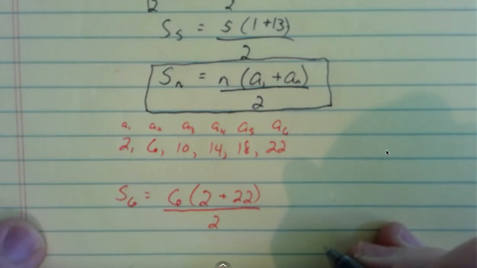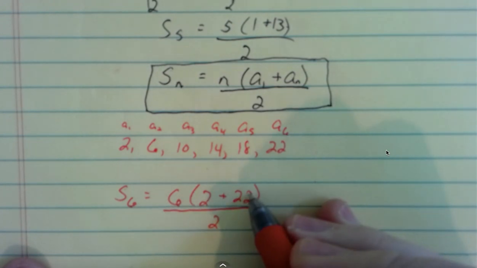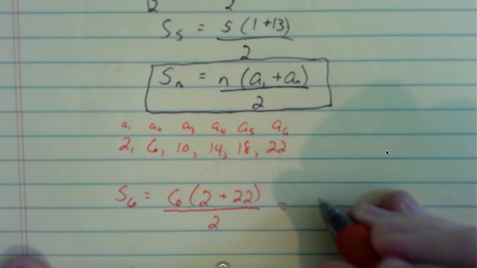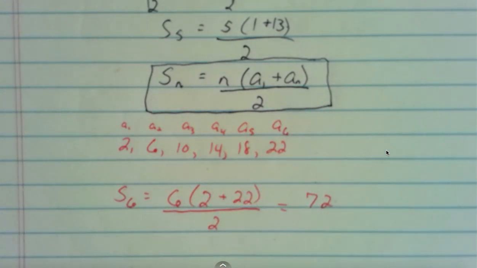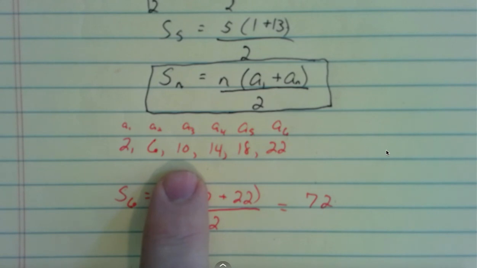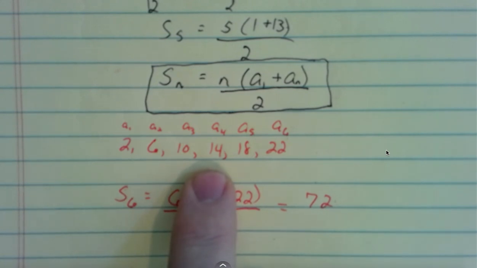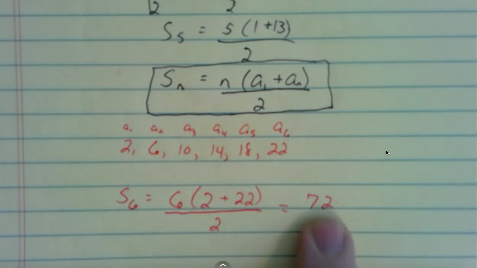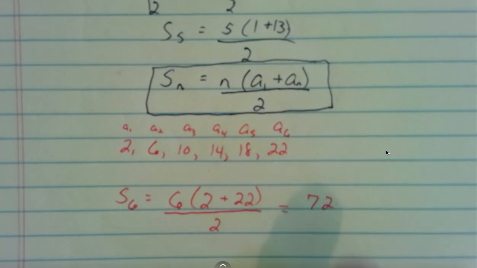And we can simplify this any number of ways. 2 plus 22 is 24. 24 divided by 2 is 12. 12 times 6 is 72. So I know that these numbers are all going to add up to 72. You can go ahead and check this. 2 plus 6 is 8. 8 and 10 is 18. 18 and 14 is 32. 32 and 18 is 50. 50 and 22, 72. All right, so it's a neat little shortcut that really helps you when you have to add all the numbers in a series.